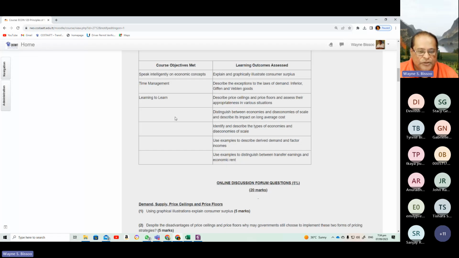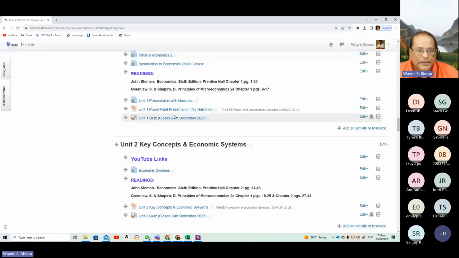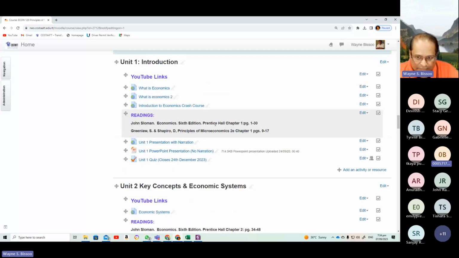Wonderful. So each unit here has the readings from those textbooks listed in terms of page number and chapter. These videos are additional information for you to look at, and I have a PowerPoint presentation that goes through the same content. So you have multiple methods of getting the information: the textbook, my PowerPoint presentations, and videos that help to add additional information to clarify things. Once you go through those things, attempt the quiz.